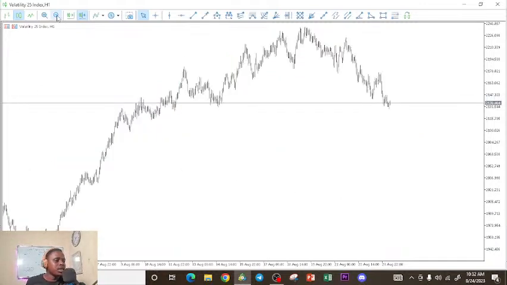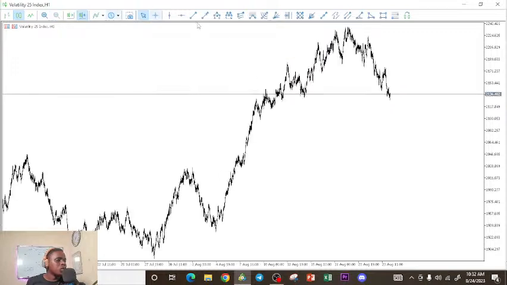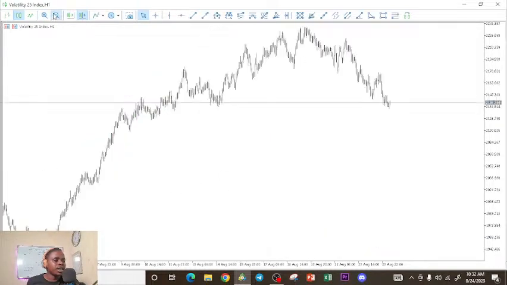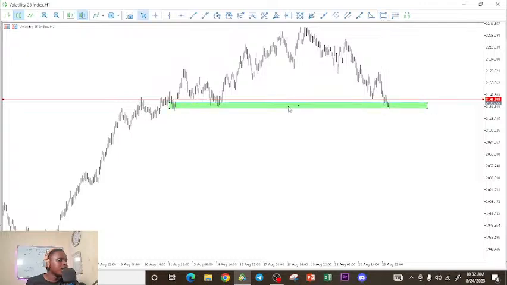But since we missed that, what are we going to do? The first thing that I like to do is if I miss a break and retest, then I will trade the breakout. So right now we can see that the market was pushing. If you look at our levels, we are going to see that we have a zone which the market has been moving at here.